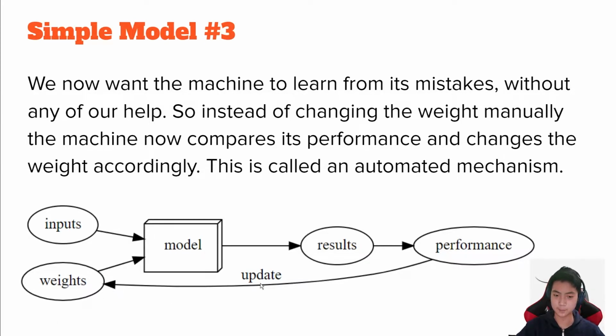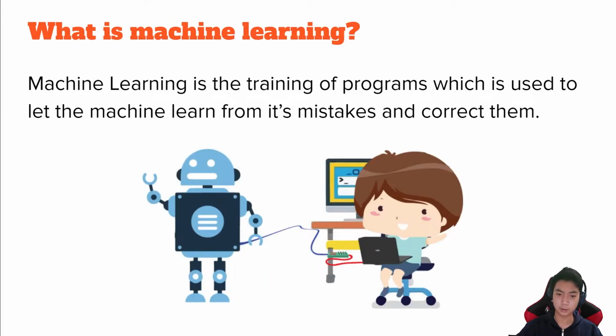So if the performance is bad, then we change the weight, and then we see if it's better or worse. If it's better, then we keep on doing it that way, tweaking little by little until we get what we want. But again, this is just a thought, so we actually don't have it yet. This is all called machine learning. Machine learning is basically when you train programs to learn from their mistakes and then correct them, making them better and better. That is how they get really good at video games and stuff.